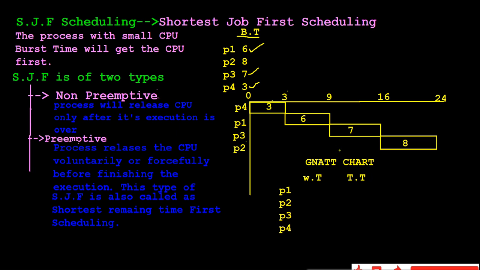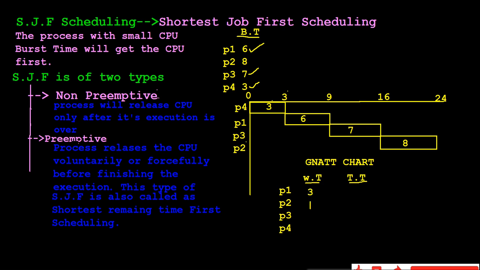So waiting time here is how much time the process is waiting in the ready queue. We have discussed waiting time and turnaround time in the last classes also. Turnaround time means when the process finishes its execution. P1 started the execution at the 3rd second, so we can say that it is waiting for 3 seconds. So here its waiting time will be 3.